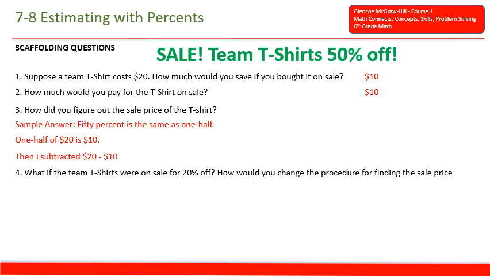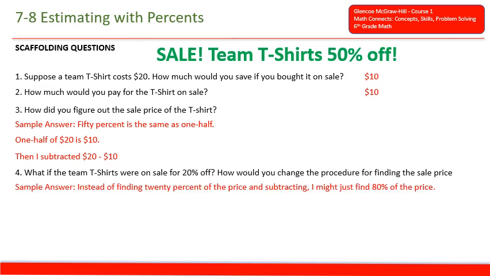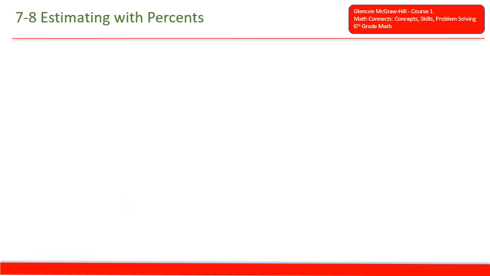What if the team t-shirts are on sale for 20% off? How would you change the procedure for finding the sale price? Instead of finding 20% of the price and subtracting, I might find 80% of the price. That's the amount I would pay. So you would subtract 20% from 100% to find the amount you would pay, which would be 80%.